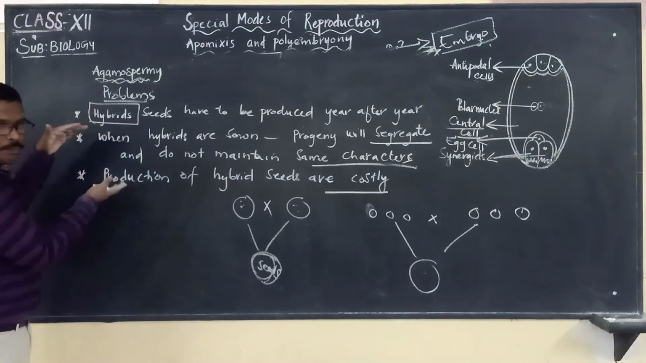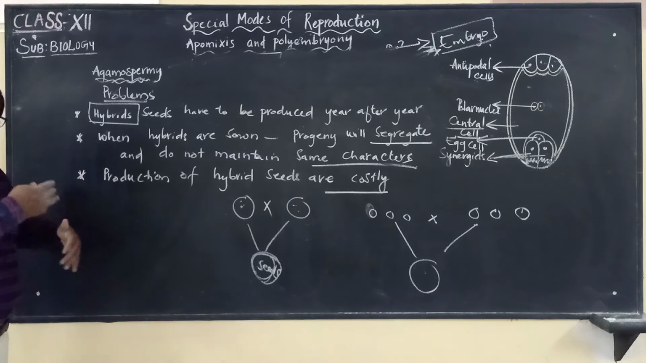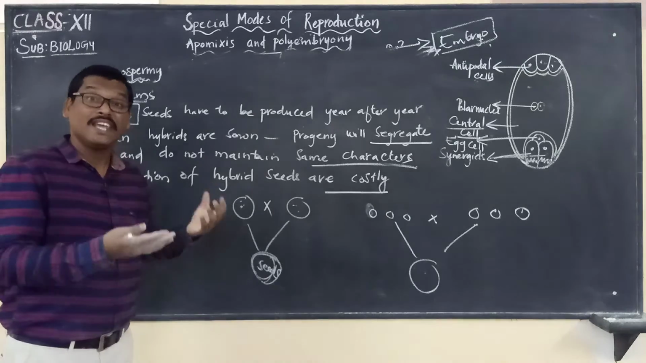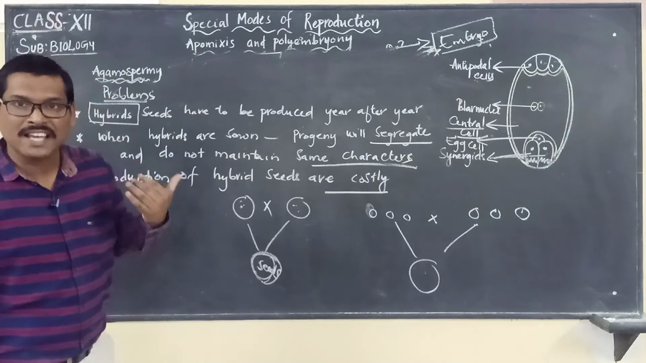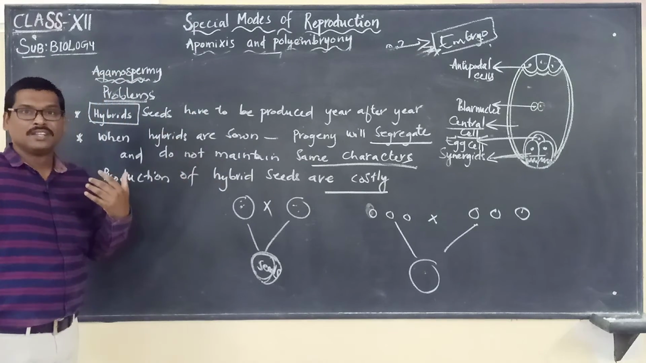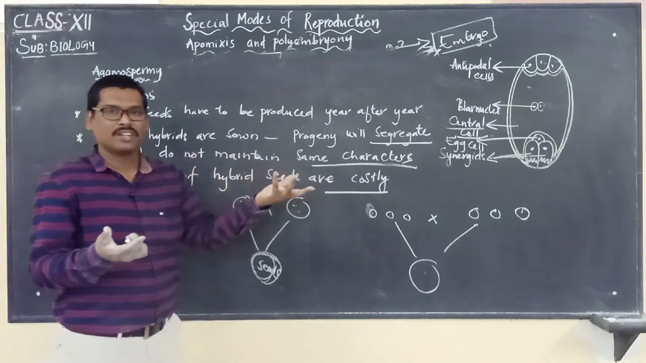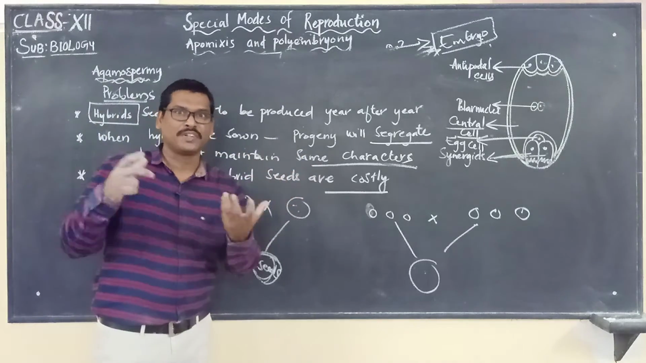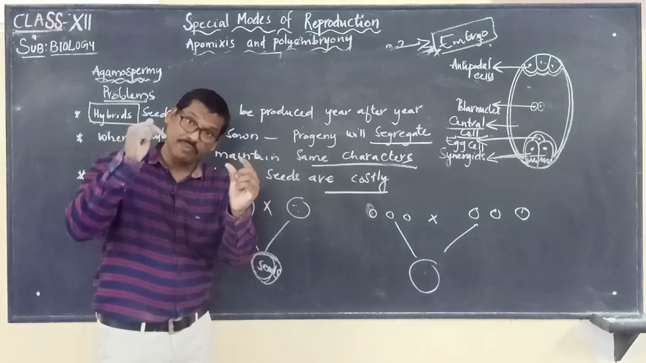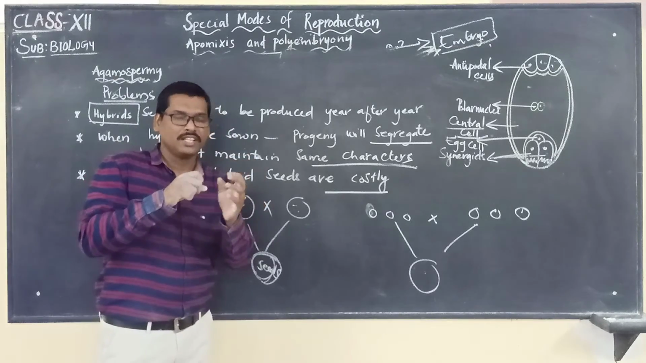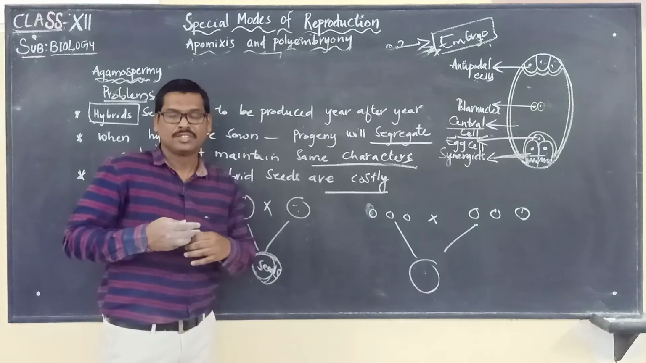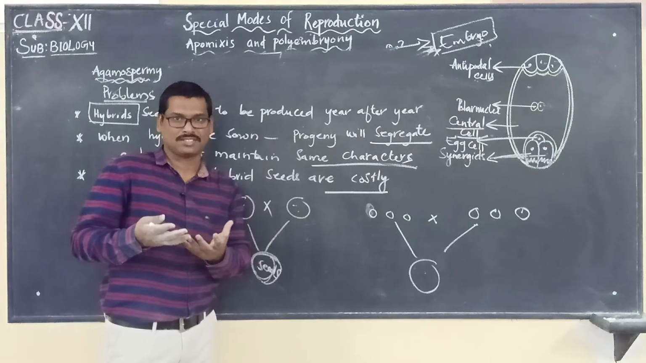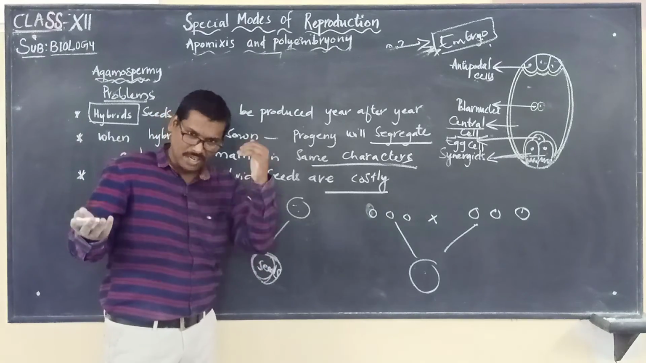Now, knowing these problems, we can overcome them if the seeds are made apomictic. Now you know apomixis means seeds that are formed without fertilization. If the seed is formed without fertilization, it will carry the same characteristics, because a diploid cell is changing into an embryo. So it will carry the same characteristics year after year.